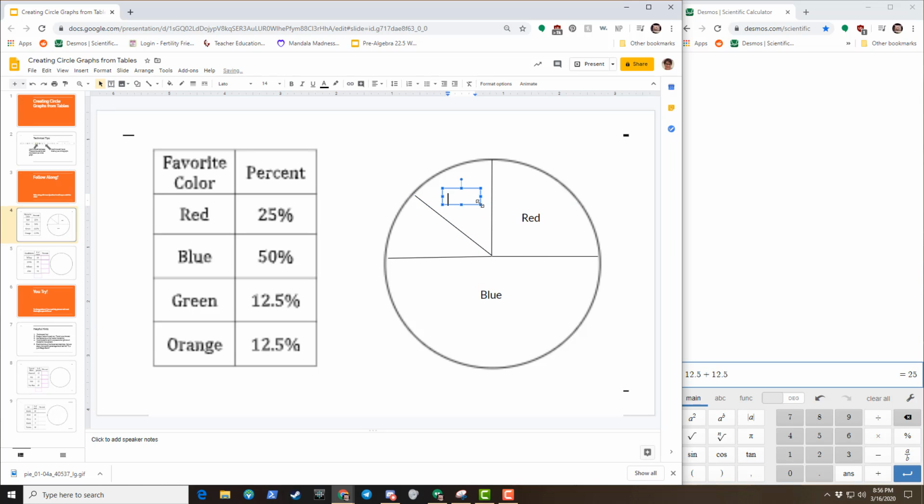So one of these is equal to green, and the other one is equal to orange. So sometimes we can create circle graphs when we are given the percentages, and we just have to split it as best we can into its parts.